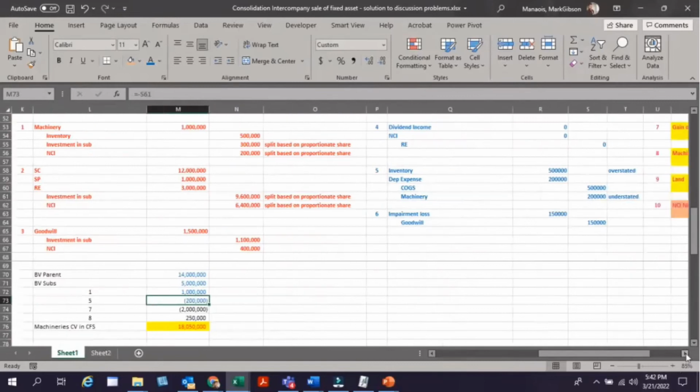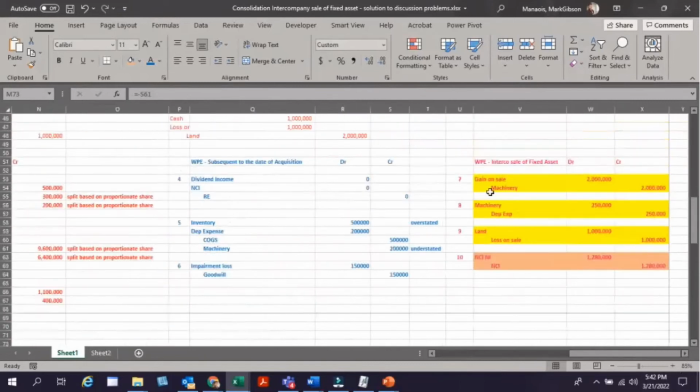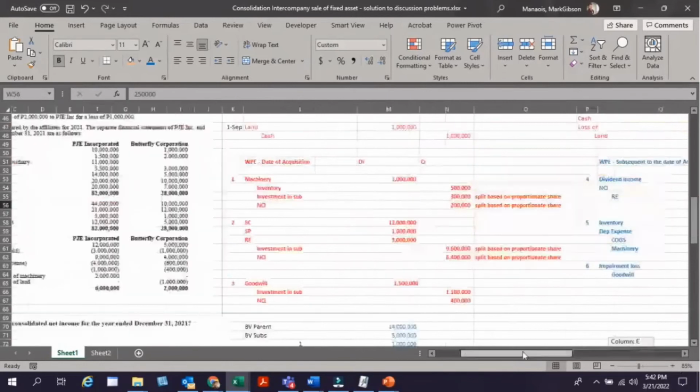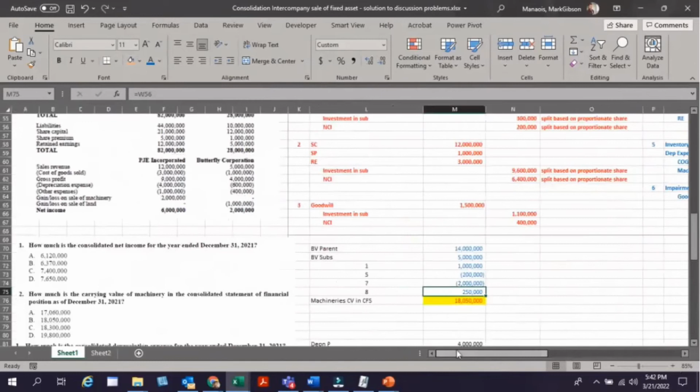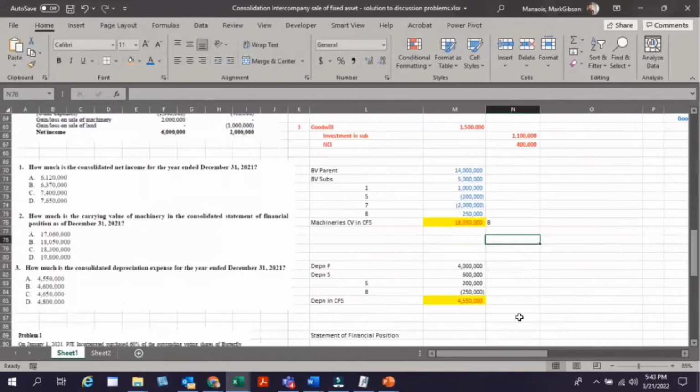Number 6, wala. Entry number 7, yes, there is machinery. And then entry number 8, 250,000. So 7, 2 million, and then 250,000. So total machinery's carrying value in the consolidated financial statement would be 18,050,000. This is letter B. Okay? Tuloy muna natin yung requirement number 3.